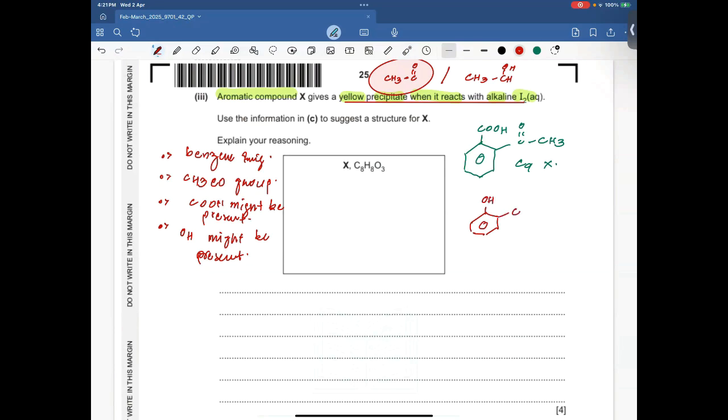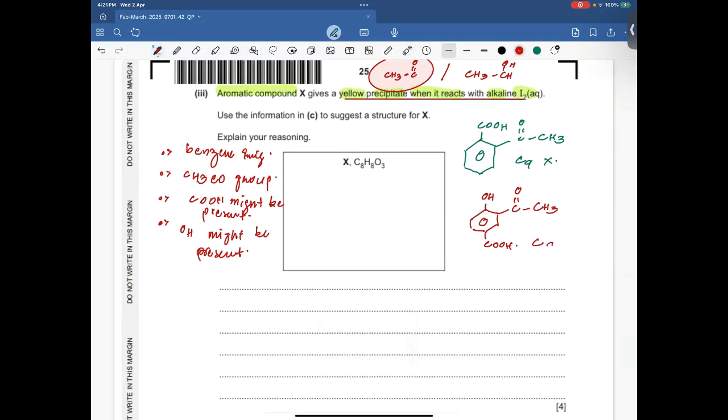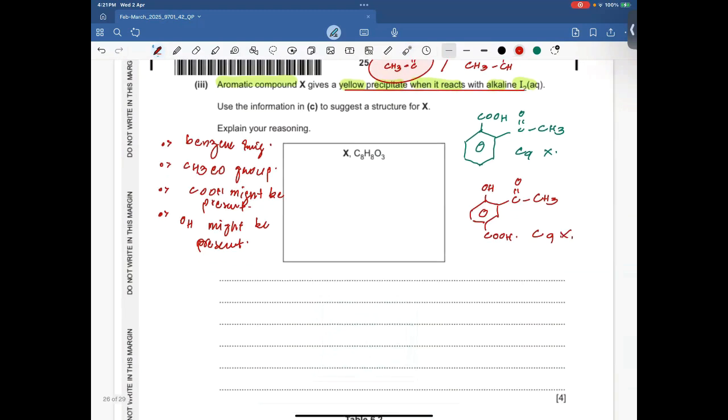OH, COCH3, and then COOH. Let me count the carbon atoms. 1, 2, 3, 4, 5, 6, 7, 8, 9. 9 carbon atoms again. It's wrong because I'm looking for 8 carbon atoms, because we have 8 chemical environments.